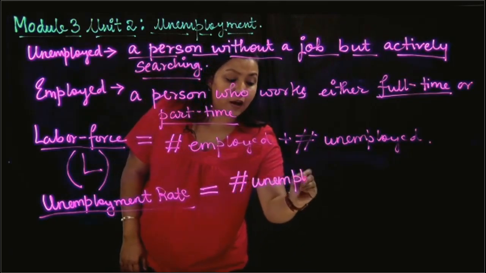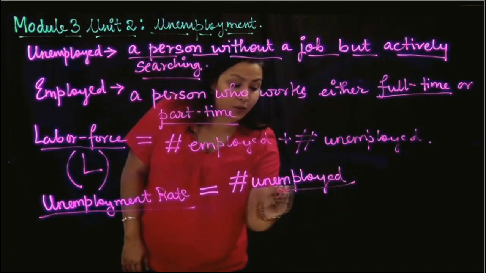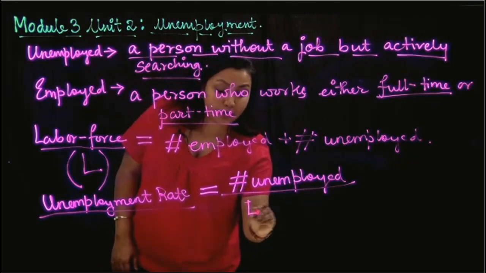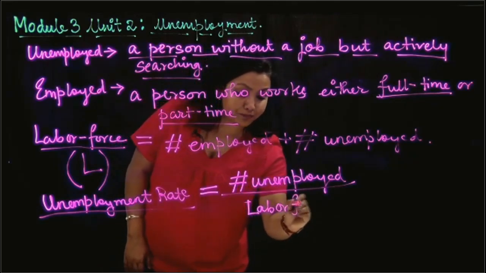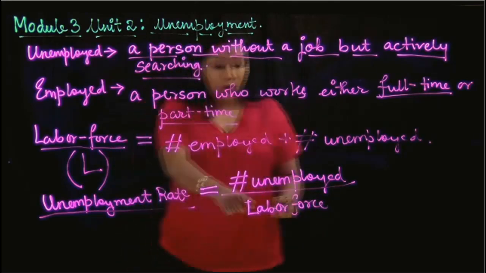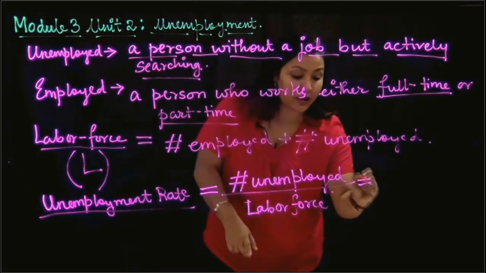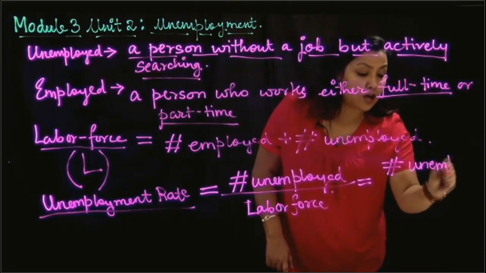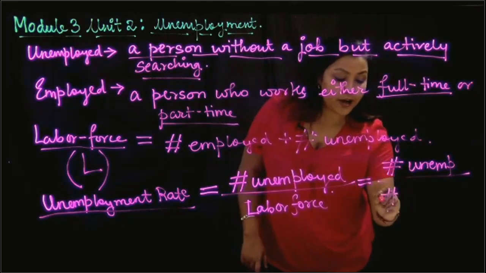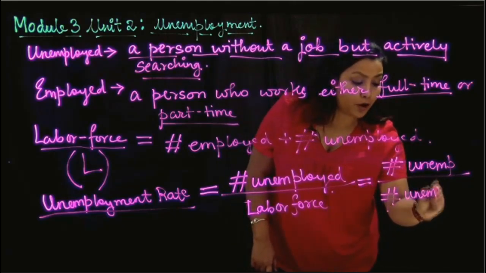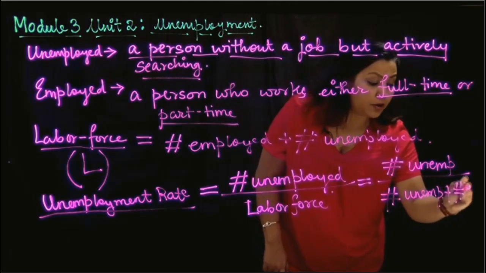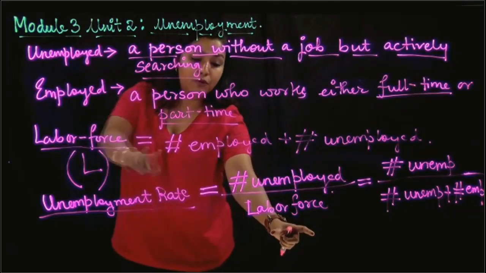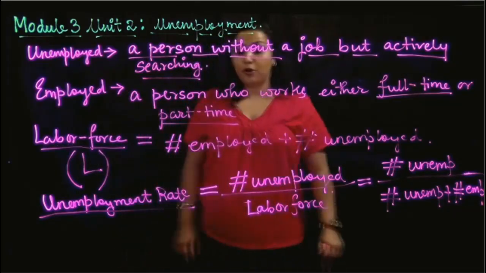Now, these formulae are very important for you. You will have numerical problems to work on based on these formulae. So the number unemployed divided by the labor force, that is the unemployment rate, where the labor force is basically the number employed plus number unemployed. So basically the formula boils down to the number unemployed divided by the number unemployed plus the number of employed people, because the definition of labor force is number employed plus number unemployed.